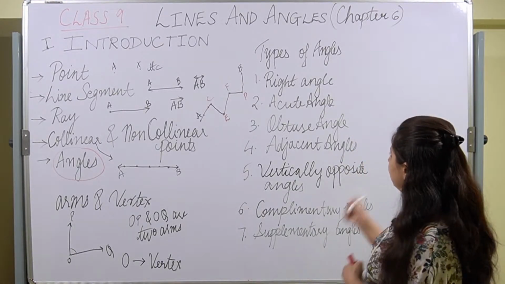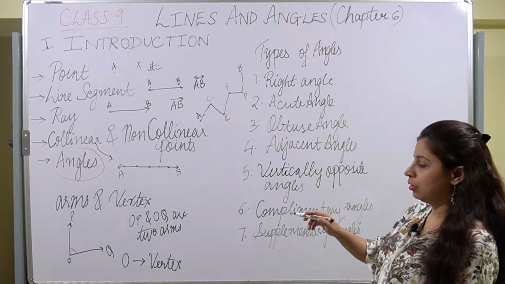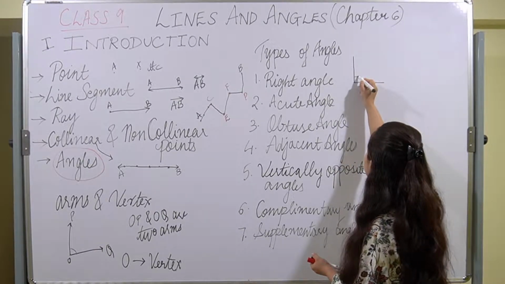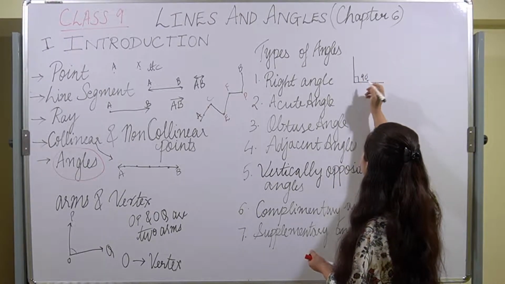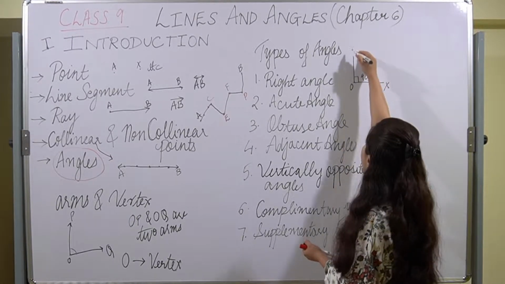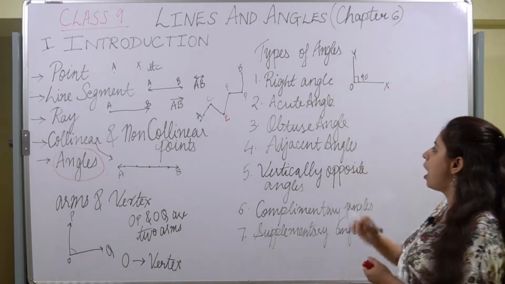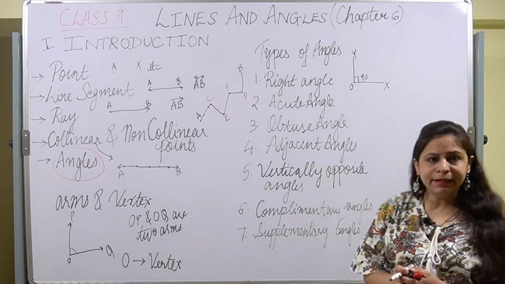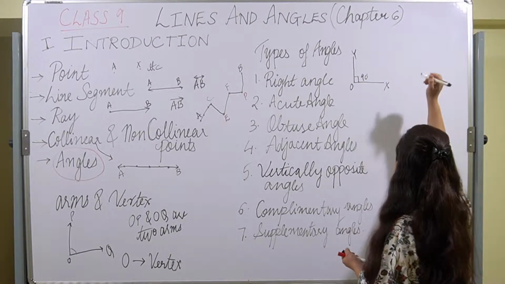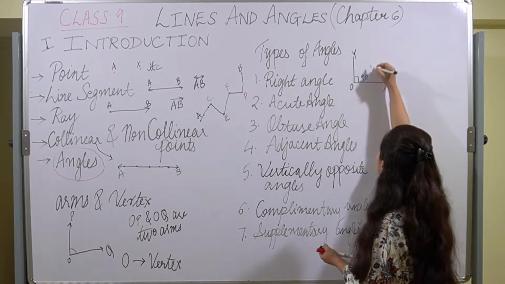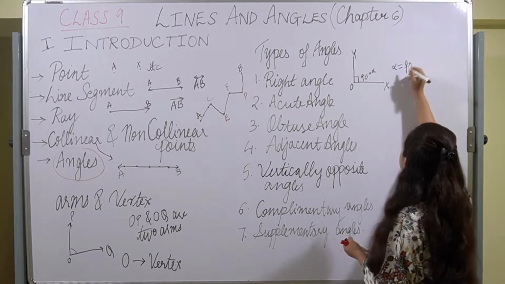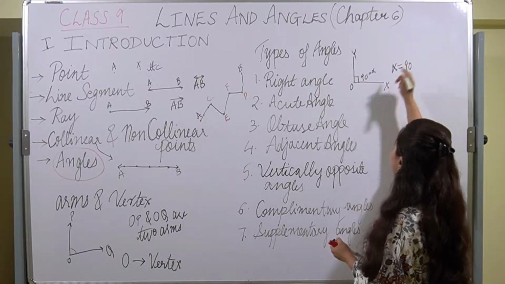So the right angle: suppose two arms are there and they form an angle of 90 degrees. Suppose O, X and Y. I have two arms and they form an angle of 90 degrees, and the angle formed at the vertex O is 90 degrees. Let us say this angle alpha is 90 degrees. Then such a type of angle is known as a right angle.